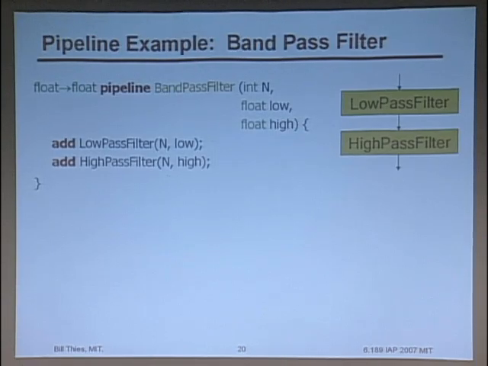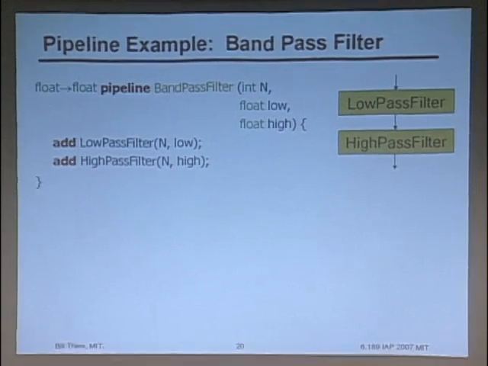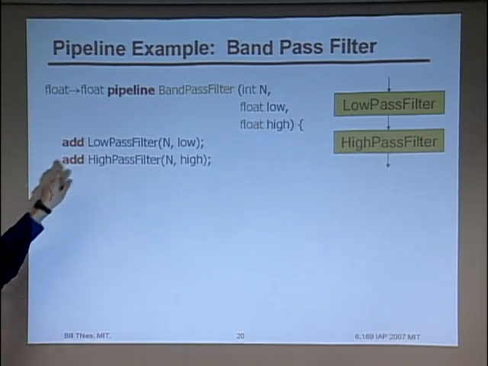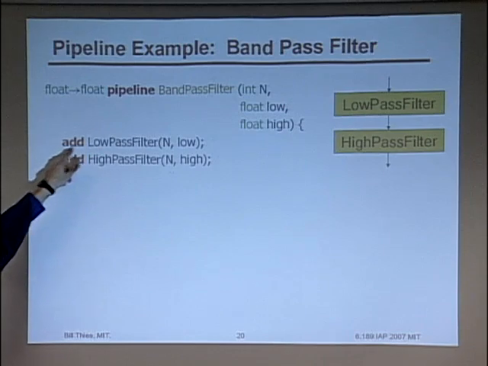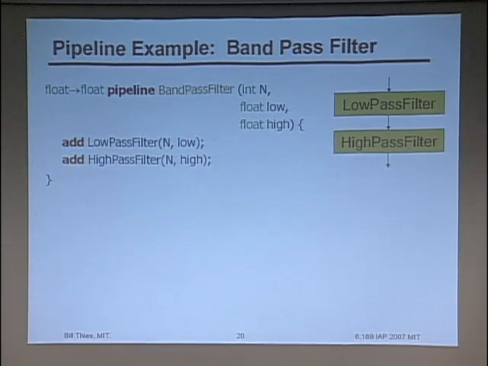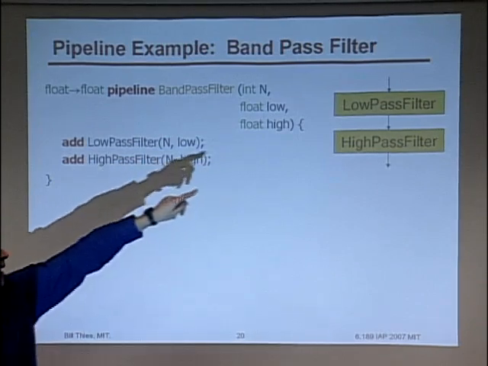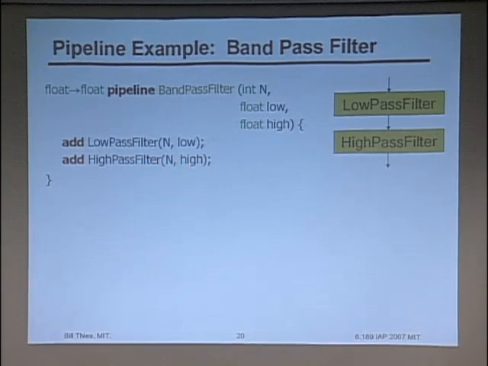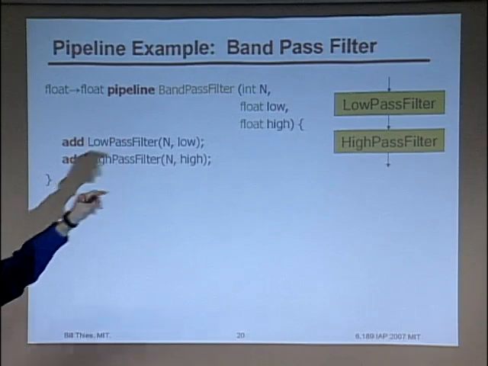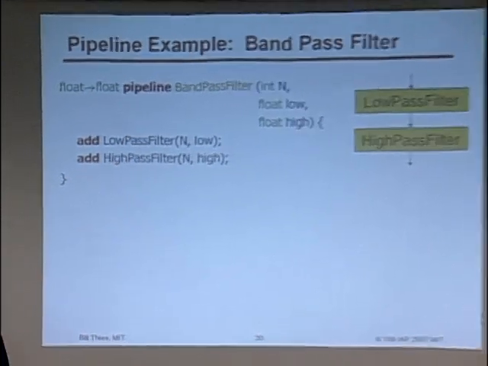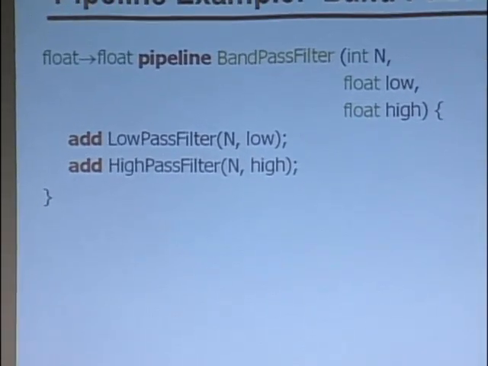OK, so how do we piece things together? Let's just build some higher level components. So here's a pipeline of two components. And we already saw a pipeline. You can just add one component after another. And add basically has the effect of making a queue and just queuing up all of the components that you added and connecting them one after another. So here we have a bandpass filter. By connecting a low-pass filter and feeding its output into a high-pass filter, we end up with a bandpass filter.